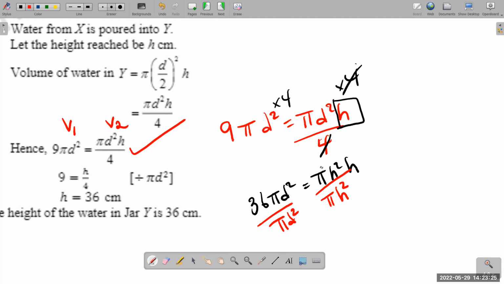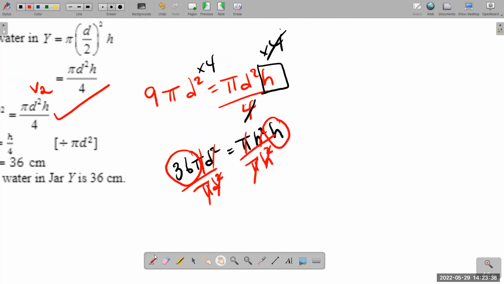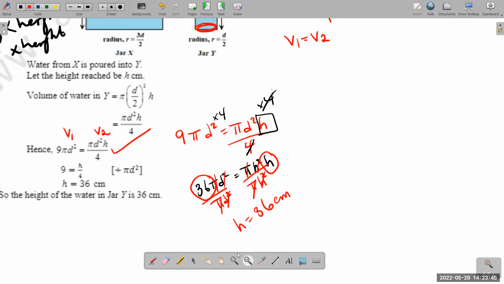But what's going to happen? This and this cancel. This and this cancel. Check this now. This and this cancel. So we're left with h and 36. What is this? Isn't this algebra? So h is equal to 36 centimeters. This ain't algebra, because we're done. We ain't going to no more questions. This ain't algebra.